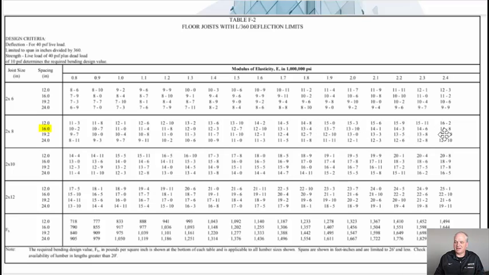If we look all the way over here, the highest we could get with a 2x8, 16 inches on center spacing, is 14 feet 8 inches. And that's too short. We needed 15 feet 1 inch. So a 2x8, 16 inches on center will not work. So let's take a look at the 2x10 and the 2x12 options next.